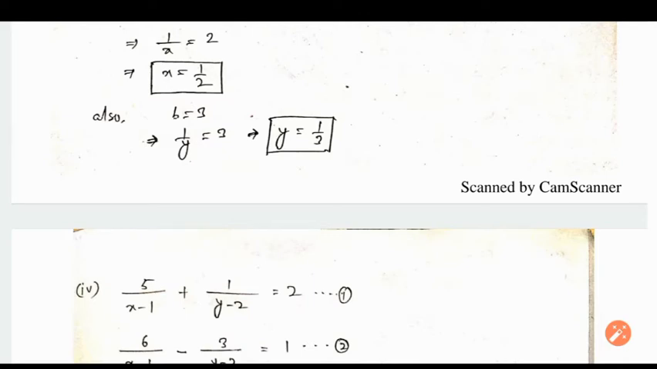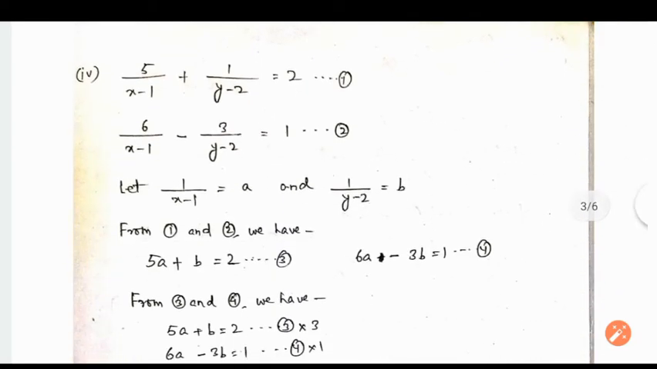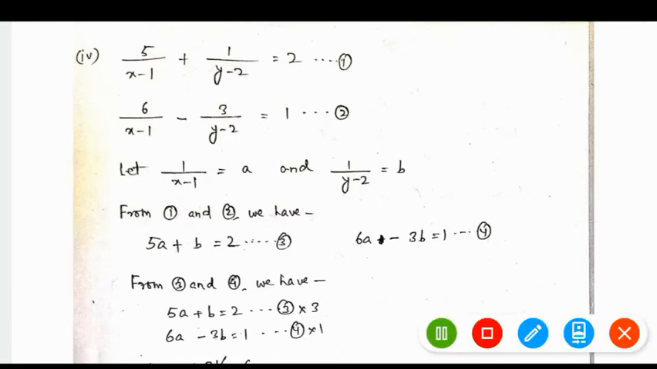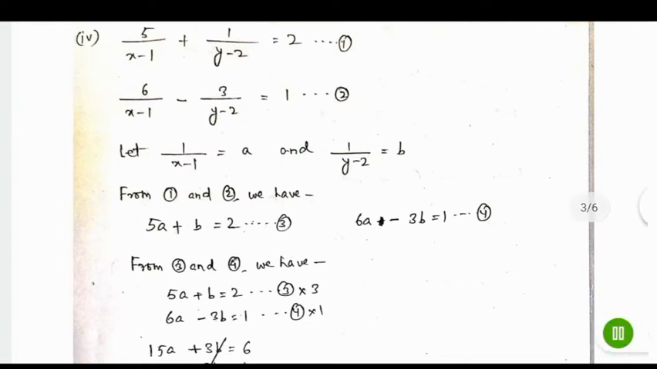Okay, because after reducing, they reduce into the general form. Now see part 4. These are the given two equations. Now tell me what substitution we are required to make here. We are required to take 1 by x minus 1 and 1 by y minus 2. This is what we are required to substitute. So I have taken this one as a and this one as b. After taking a and b, tell me, equations 1 and 2 will reduce to what?